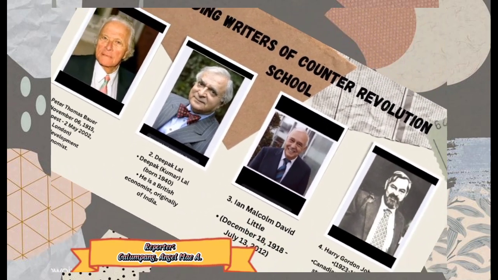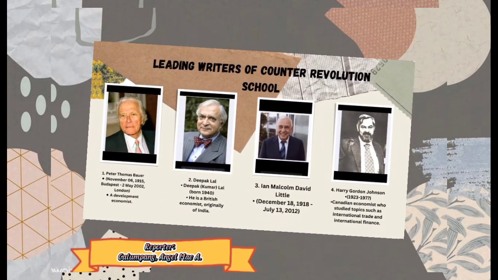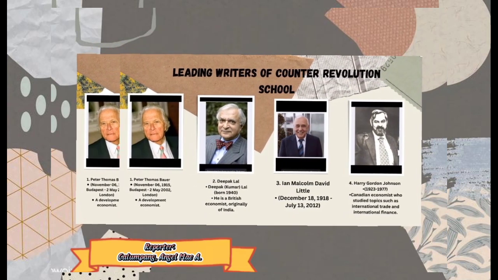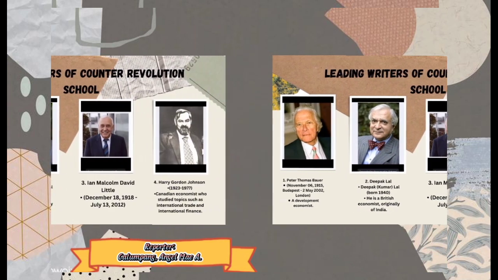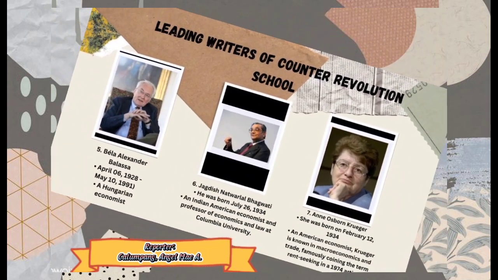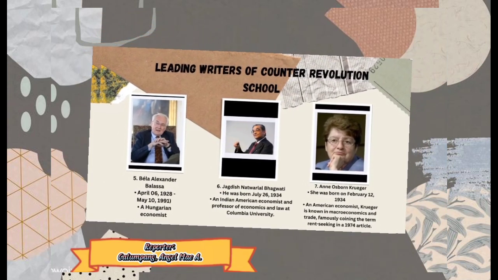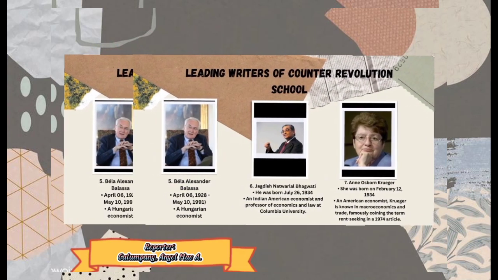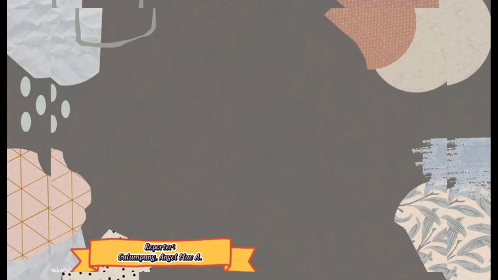During the neoclassical counter-revolution, there are also leading writers of the counter-revolution school. We have here Peter Thomas Bauer, second is Deepak Lal, third Ian Malcolm David Little, Harry Gordon Johnson is the fourth, followed by Bela Alexander Balassa, Jagdish Natwarlal Bhagwati, and Anne Osborne Krueger. So, they are the leading writers during the counter-revolution, or sometimes called the neoliberal development theory.